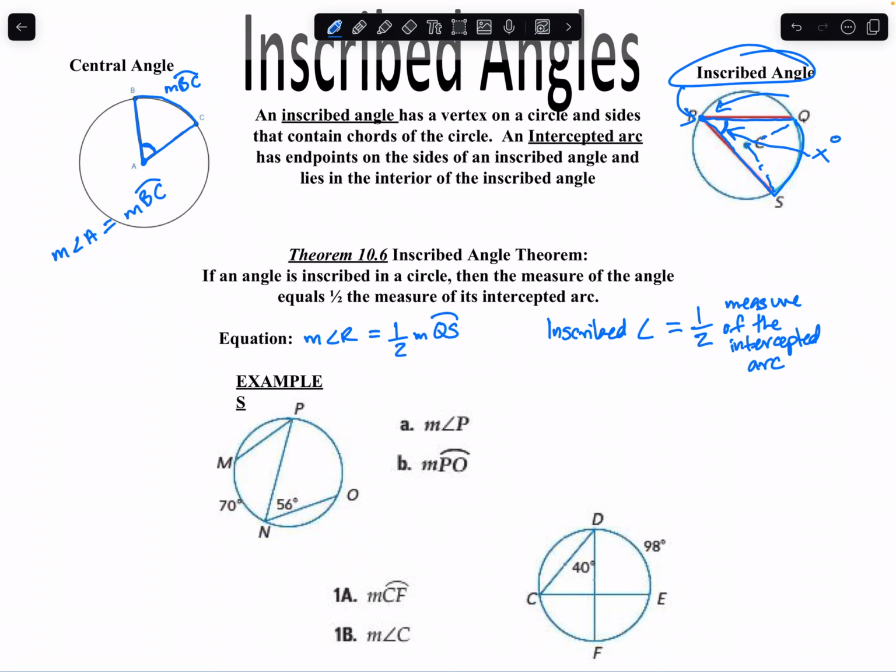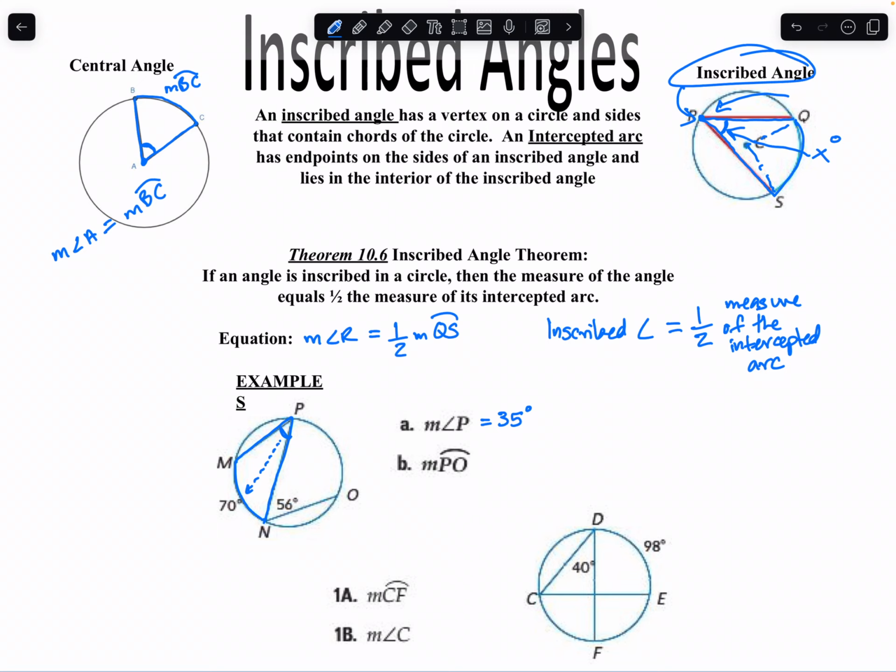Let's check out some examples. Here we're trying to find the measure of angle P, which is this angle. Angle P is directly across from this arc, 70 degrees. So if that's 70 degrees, we're going to take half of that, since it's an inscribed angle, and we're going to say that measure angle P is 35 degrees.